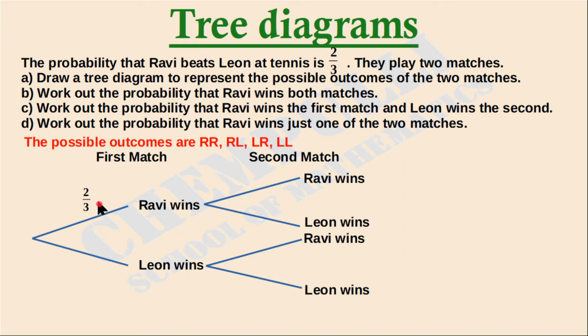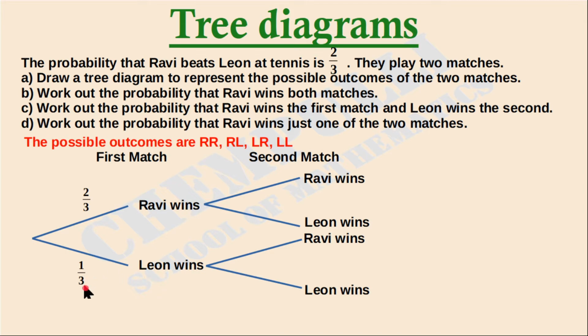Then in probability, what is the total? The total is 1. Then we know one part is 2/3. Which way can we find the other part? Because in probability the total is 1. Then to find the other part, 1 minus which number? 2/3. That is 1 minus 2 over 3. Then we will get 1 over 3. That is the probability of which one? Leon wins the match. That probability is 1 over 3.